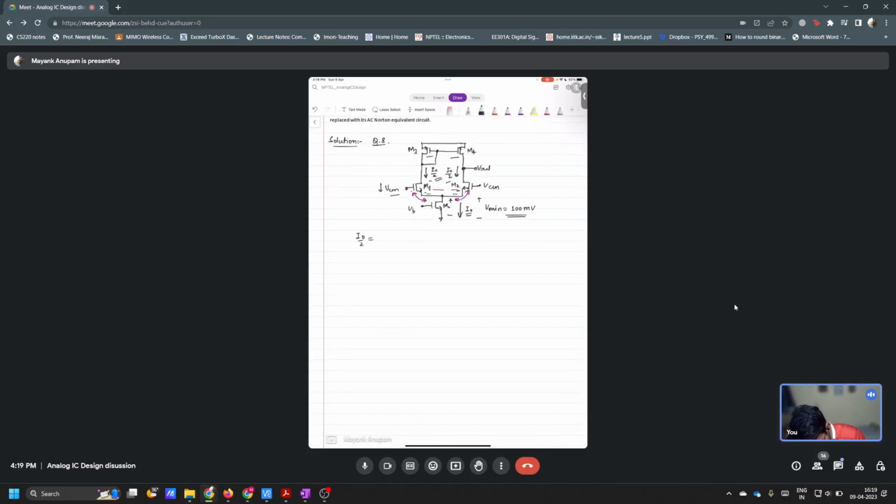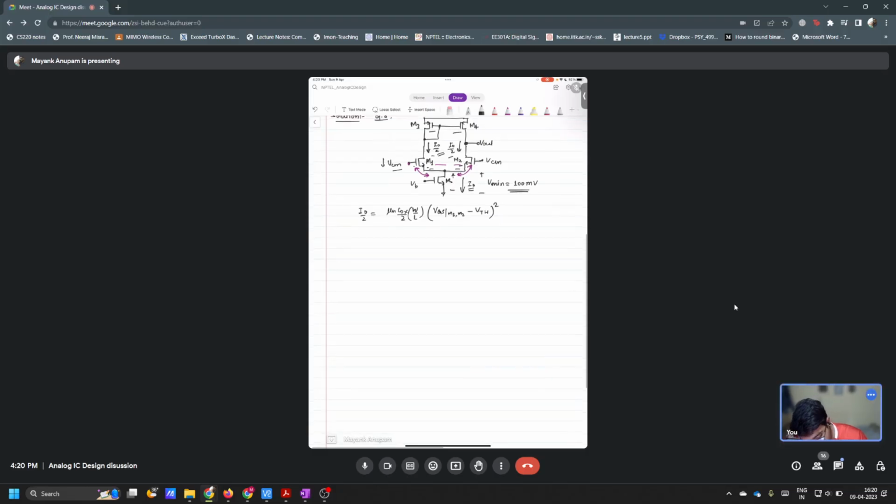I naught by 2 should be equal to mu n Cox W over L divided by 2, times VGS of M1, M2 minus VTH, the whole square, assuming everything is in saturation and that there is no channel length modulation at this point. Okay, I'm assuming that. So from here you can calculate what is the VGS required. Square root of 2 I naught by mu n Cox W over L, plus VTH, right?